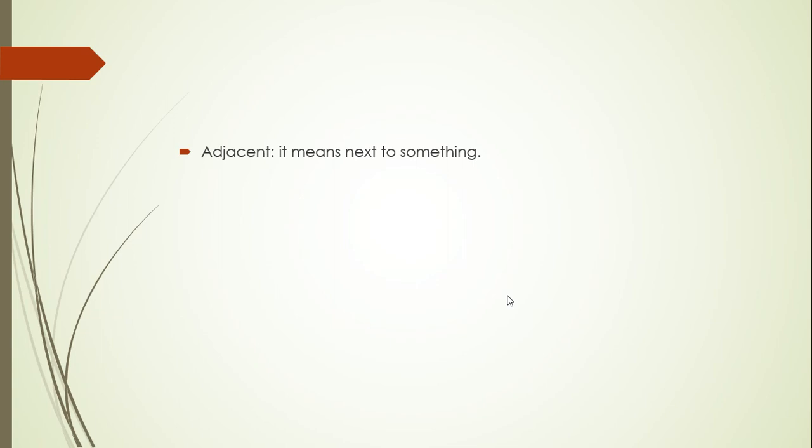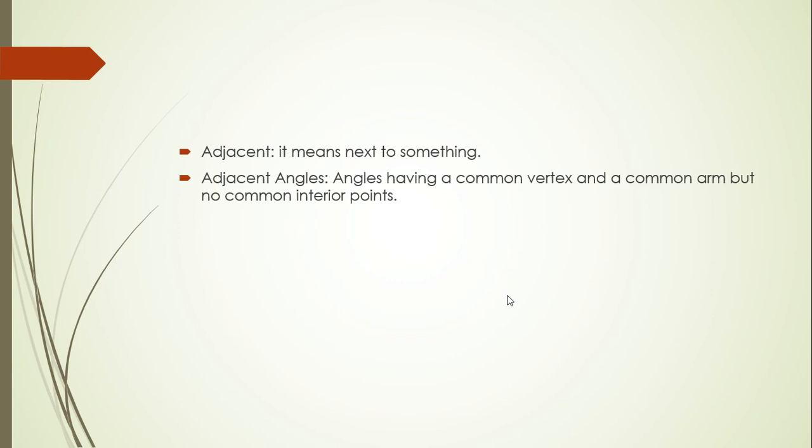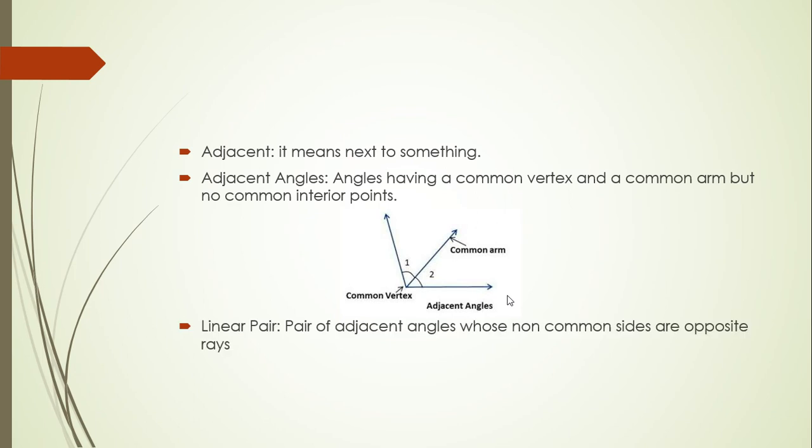Adjacent. What do you mean by adjacent? It means next to something. Adjacent angles. Angles having a common vertex and a common arm but no common interior points. Here is a picture of adjacent angles, angle 1, angle 2. Angle 1 is adjacent to angle 2, or you can say angle 2 is adjacent to angle 1.